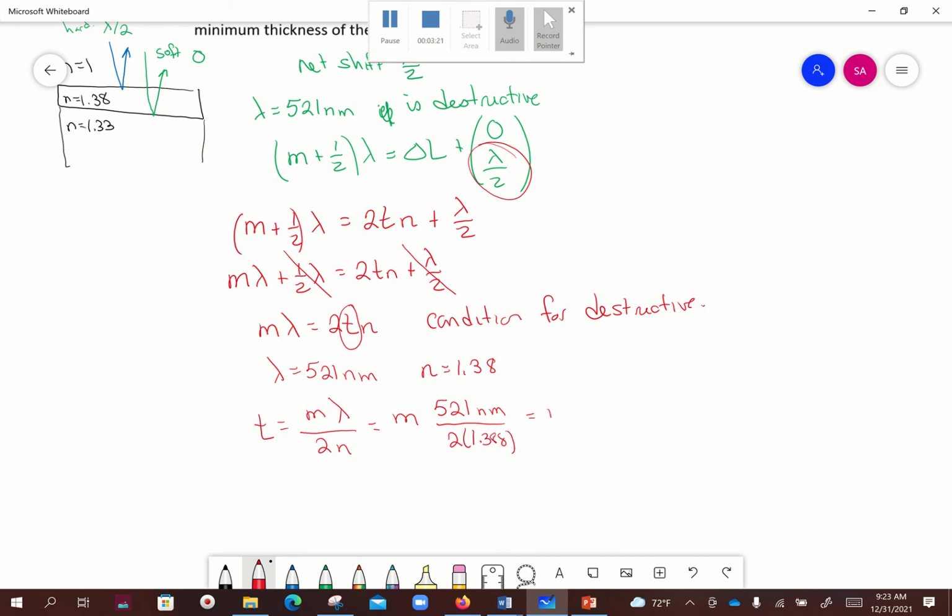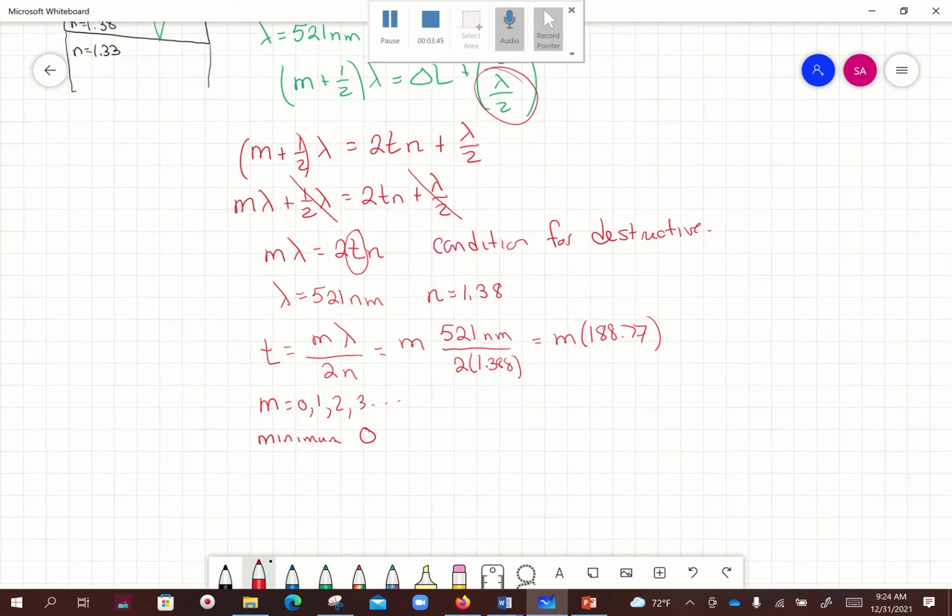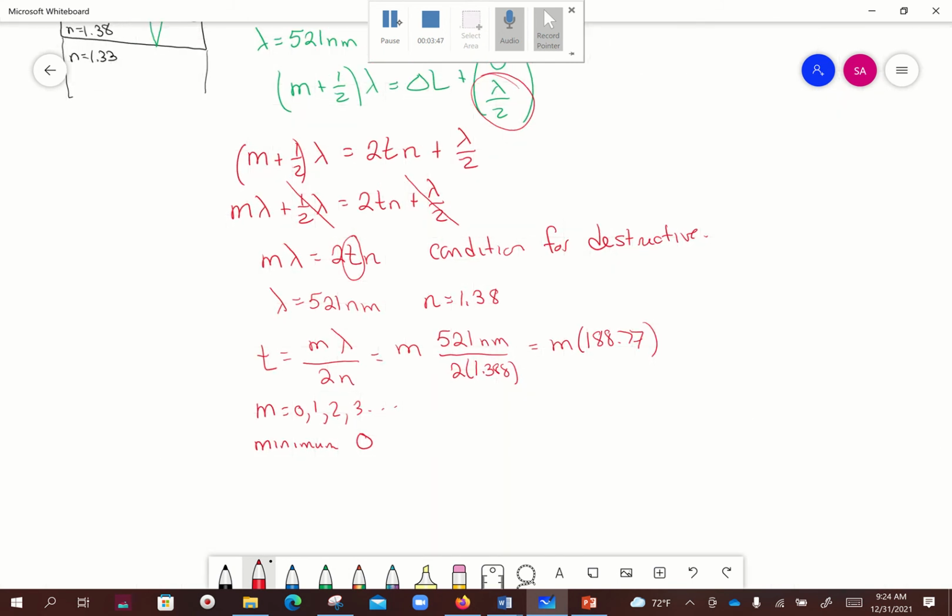So I've got m, which is an integer, times 188.77 nanometers. And m is an integer. m could be 0, 1, 2, 3. So actually my minimum thickness would be 0. So if there were no film there at all, but that sort of doesn't count. So let's go for m equals 1. That'll be the thinnest bit of oil that we can have.